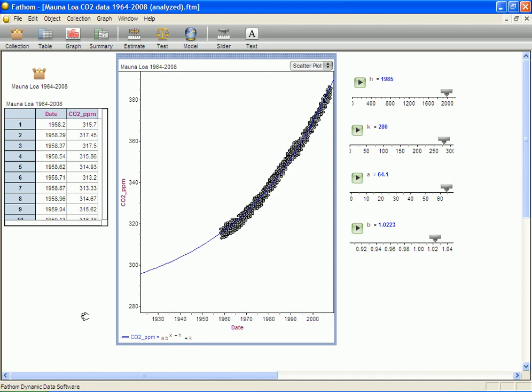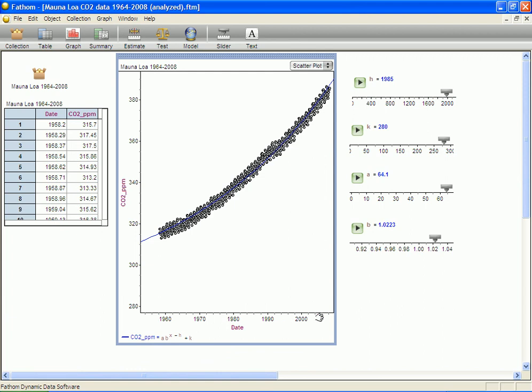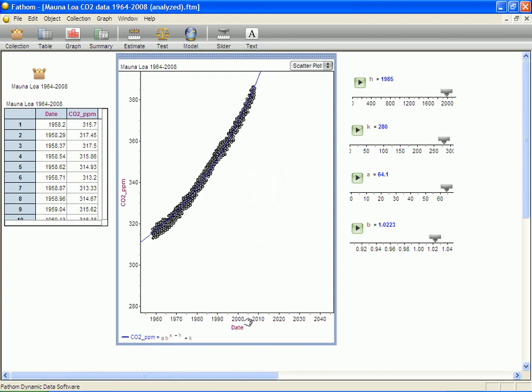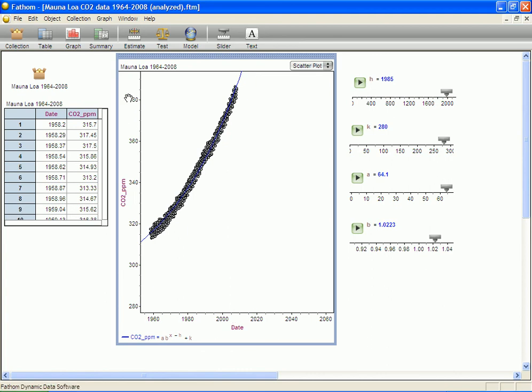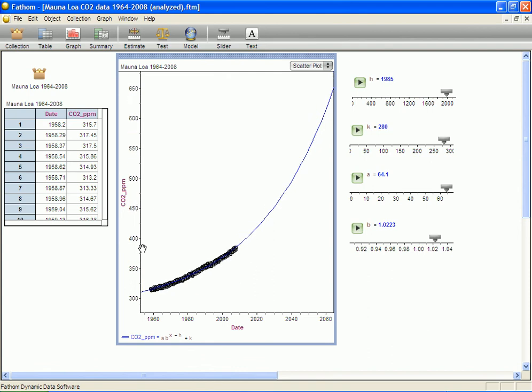And what I ask students to investigate is what's going to happen into the future, so to look 50 years in the future. And if they look to around 2060, they can see that it's going to be up around 650. It's only recently gone over 300, which is alarming. If nothing major is done, it'll go up to 650.